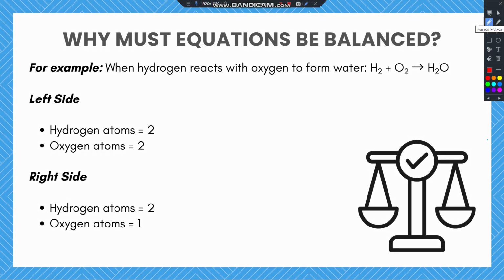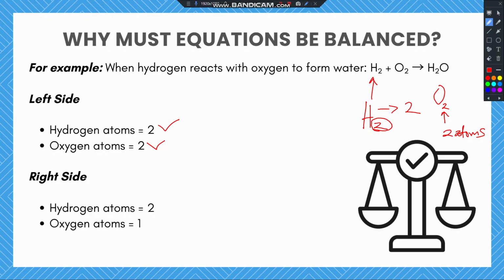So, for example, when hydrogen reacts with oxygen to form water, we have the chemical equation on the screen right now. On the left hand side, let's count the number of atoms that we have. So we have hydrogen over here, H2. Now you can see this number 2 telling us the number of atoms that hydrogen has present, which is 2. So we have 2 atoms of hydrogen on the left hand side. And then oxygen, O2. The number 2 here tells us that there are 2 atoms of oxygen present. So we have 2 atoms of oxygen on the left hand side.